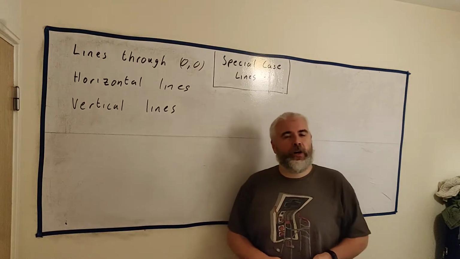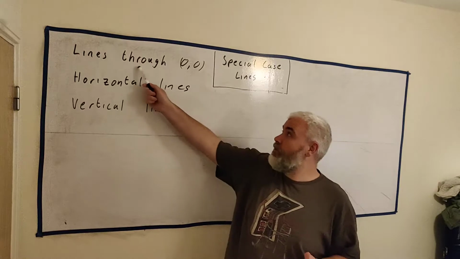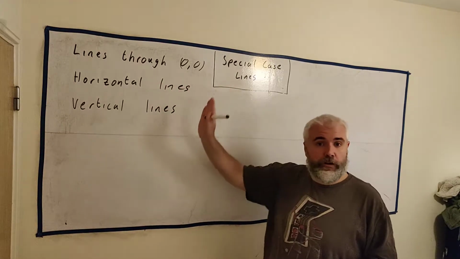Hello, in this video we're going to talk about special case lines. That is, lines that pass through the point 0, 0, horizontal lines and vertical lines.